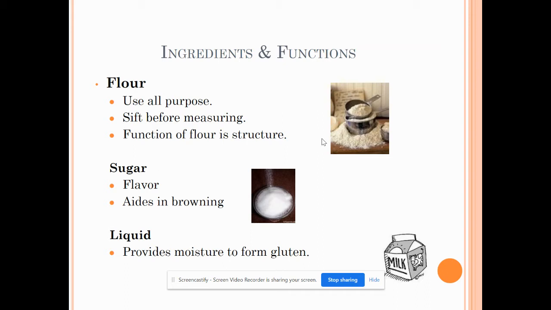Next, we have liquid. Liquid is going to provide moisture as well as form gluten. So gluten is going to give our quick breads that strength and elasticity. And milk is most commonly used when making quick breads. Oftentimes, you might see water and sometimes even fruit juices as well.